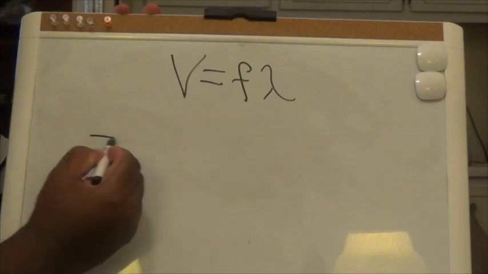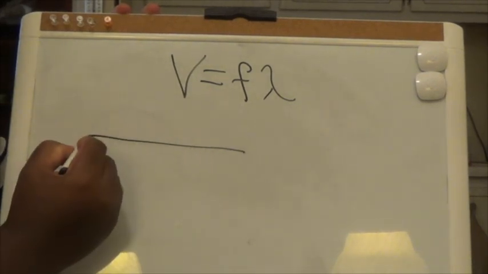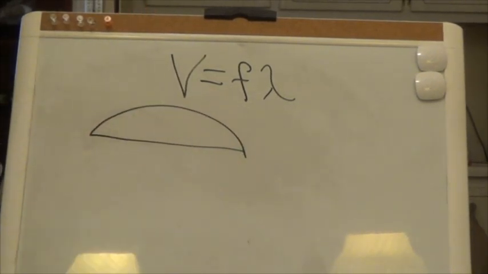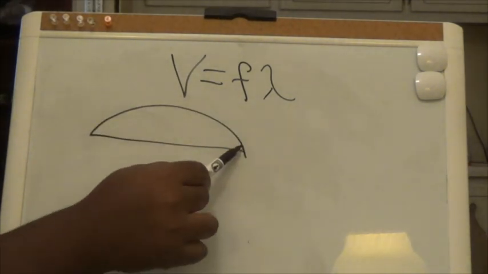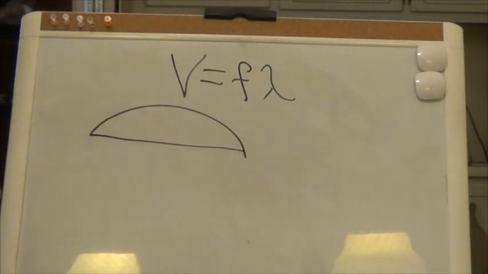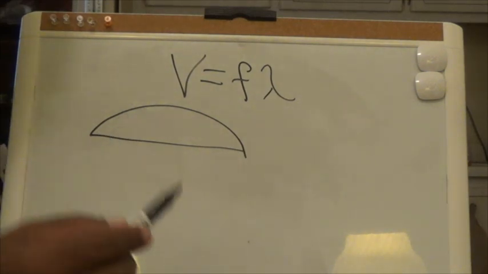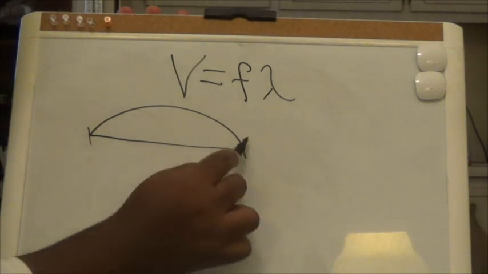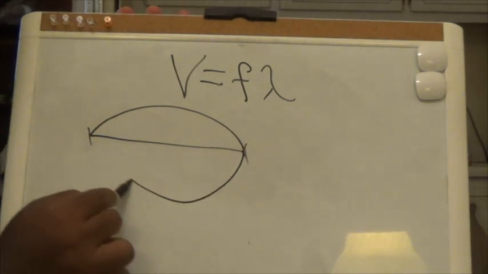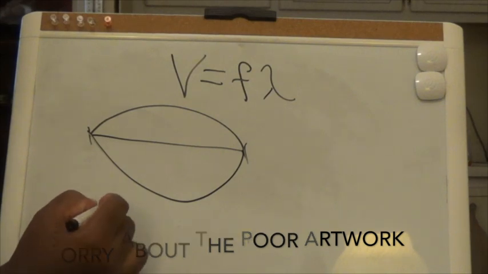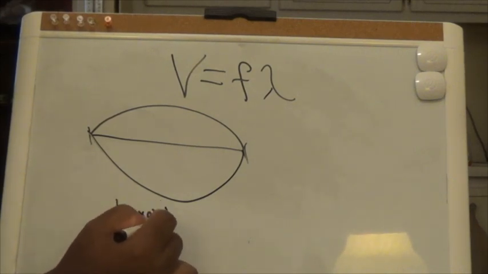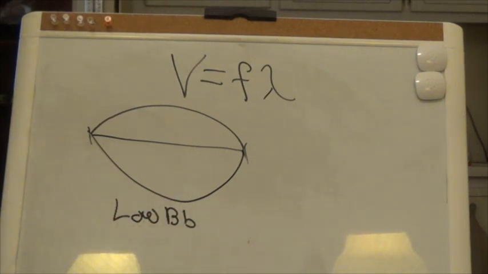So let's redraw this so that it looks like this. This sound energy comes back, hits this point, reflects back, equal in magnitude, opposite in direction. Remember that? So we'll come back around this way. So this would be your low B flat.